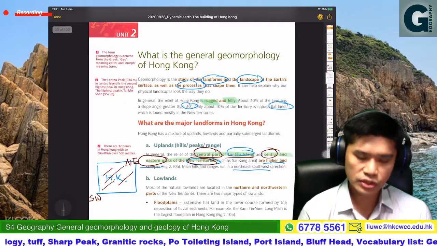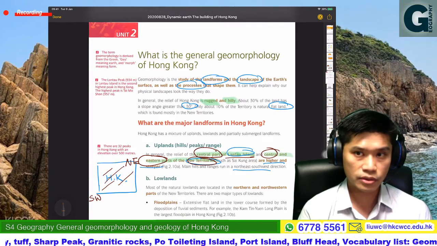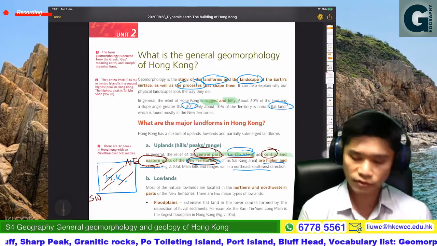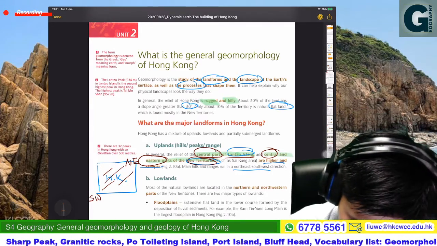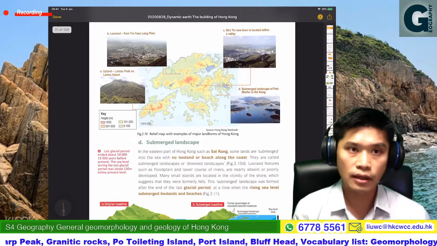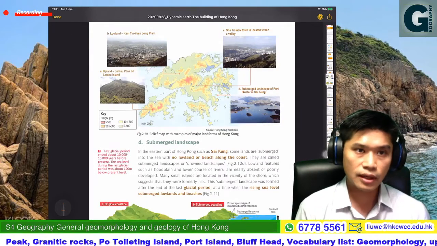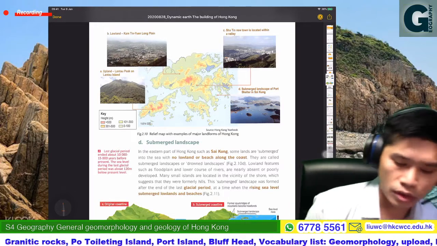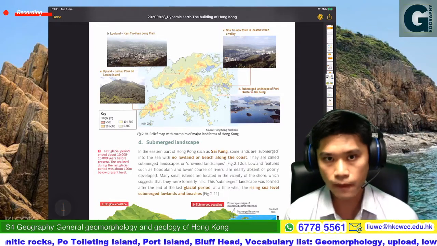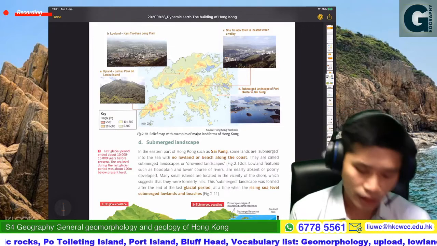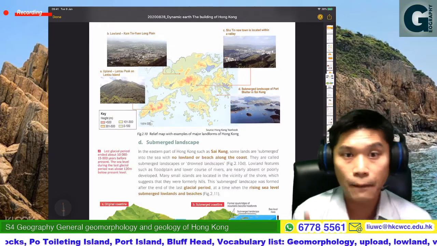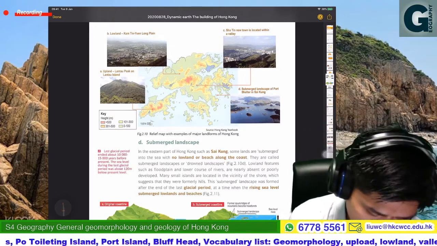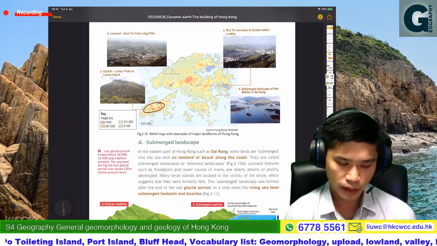Okay, the eastern and the central part of the New Territories. So therefore, let's have a look. You may move to the next page. That will be the relief map of Hong Kong. Just now we talked about the central part of Lantau Island. That would be the upland or the hill. That would be this part, the upland.